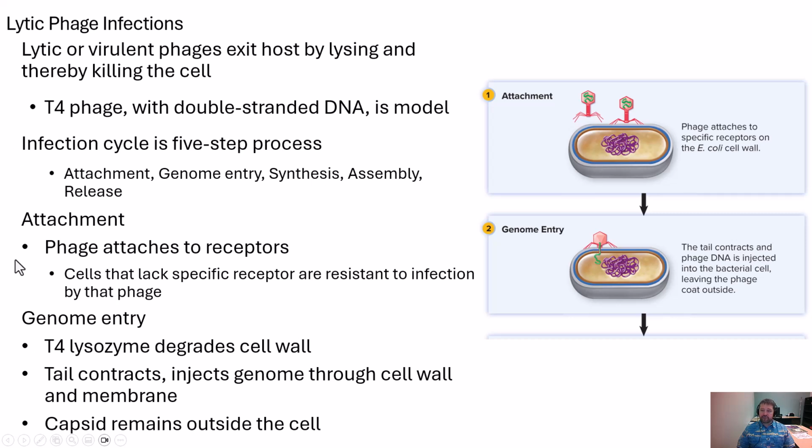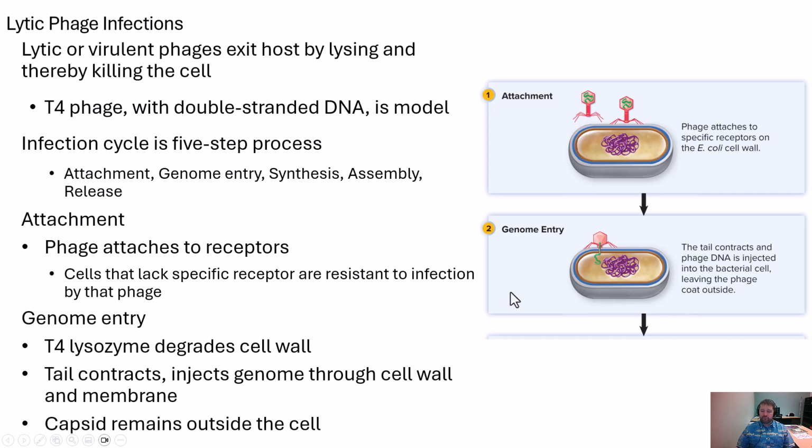So you have attachment, where the phage are going to have receptors, and those receptors often are specific to a group of species. Sometimes it's a single species, and there are viruses that can only affect a single species. Other times it's a little more general, and they could affect all of one genus or multiple genera. It just depends on the virus. But they will get established by attachment.